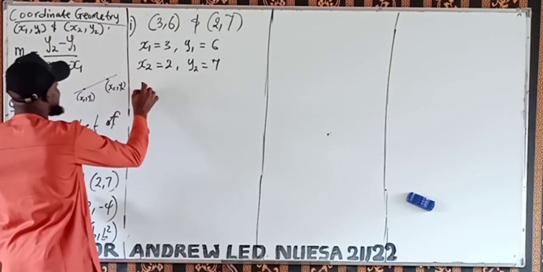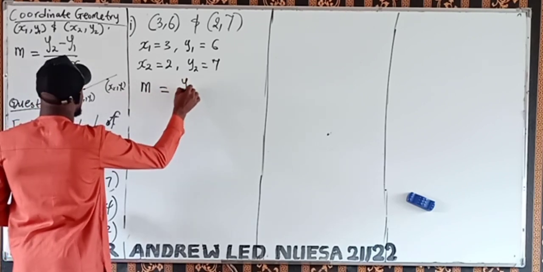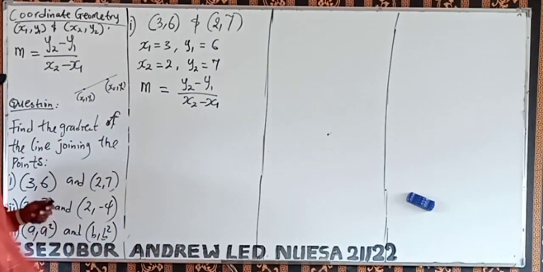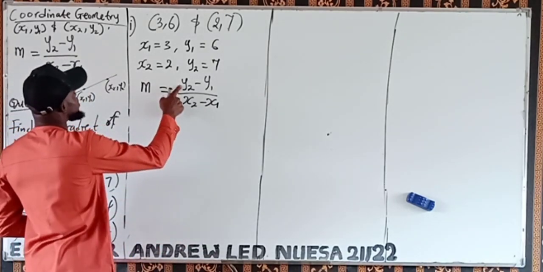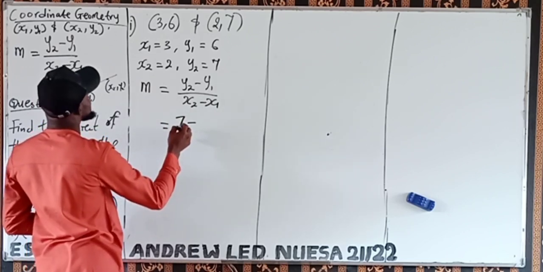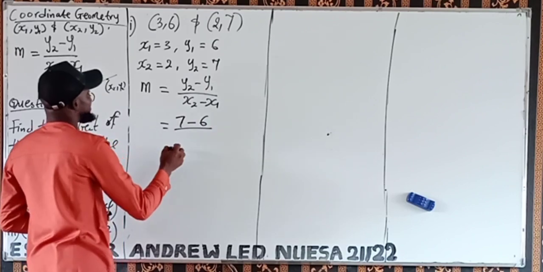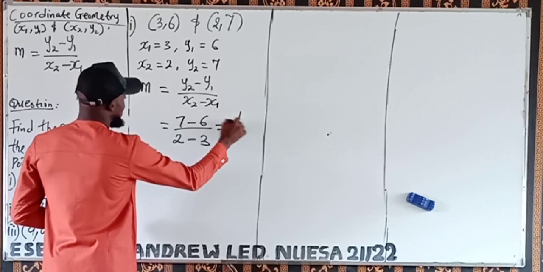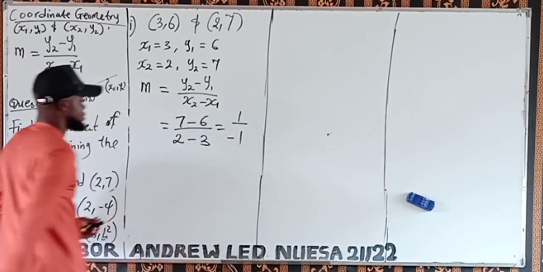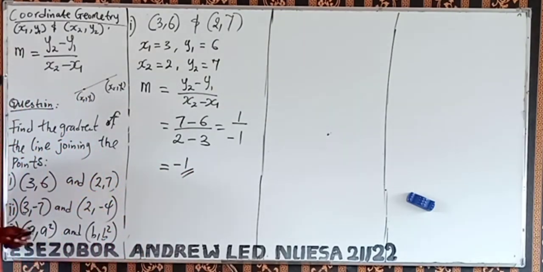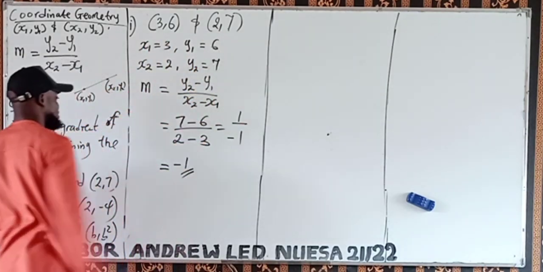Now we know that the gradient of the line through these 2 points will be y2 minus y1 all over x2 minus x1. So therefore we're going to have y2, which is 7, minus y1, which is 6, all over x2, which is 2, minus x1, which is 3. That gives us 1 over minus 1, right? So that'll give us minus 1. That's the gradient of the line through this point and this point. The gradient is minus 1.